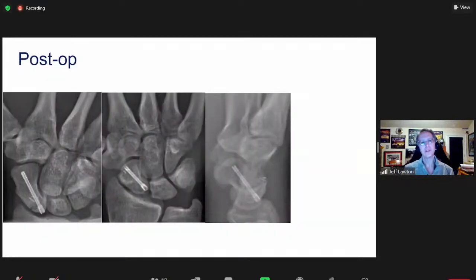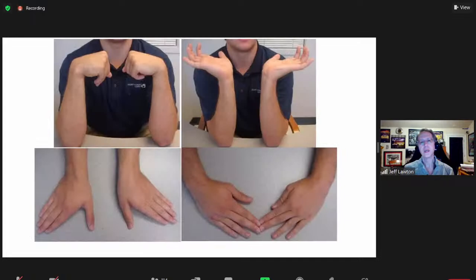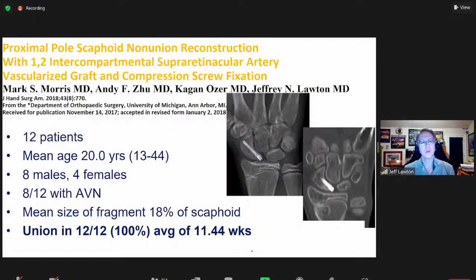So this is his post-op and CT to show that it's healed. And it's his right wrist, so he got back good motion and was able to get back and play quarterback in college. So we wrote up our experience of these, and we tried to have one very specific indication, and that was small proximal pole fractures.